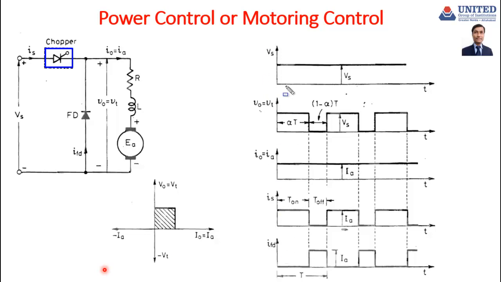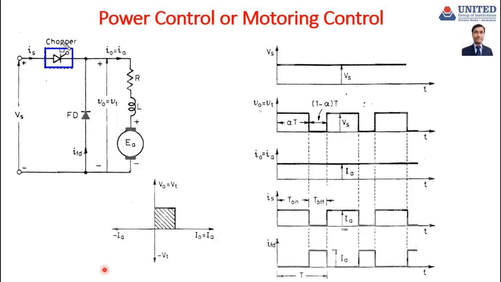This waveform is the source voltage waveform. This is the armature terminal voltage waveform. This is the armature current, or output current, or load current waveform, and this shows the source current waveform, and this is the freewheeling diode current waveform. Here we assume that the load is highly inductive and the load current is ripple free.